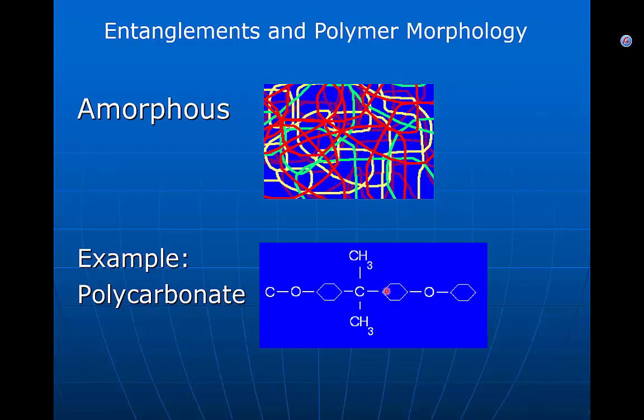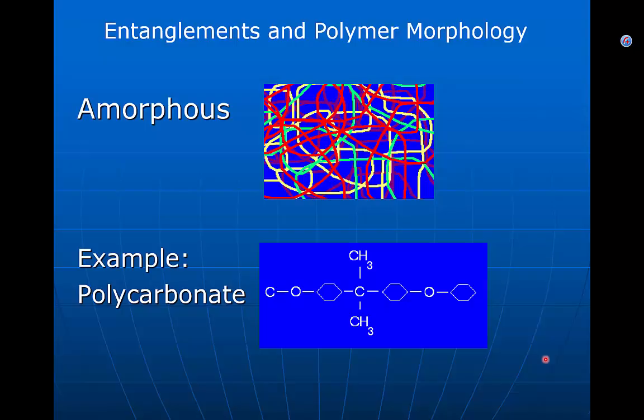What about entanglement effects? We asked what holds polymers together. We said secondary bonds or van der Waals bonds. We've messed with those. We messed with primary bonds. That's our thermoset category. And now we need to talk a little bit about entanglement and what might happen here.